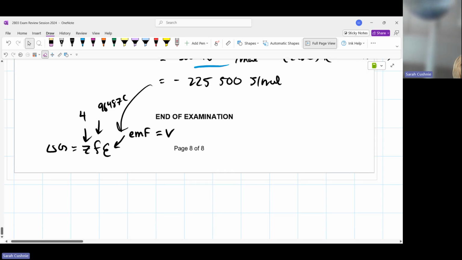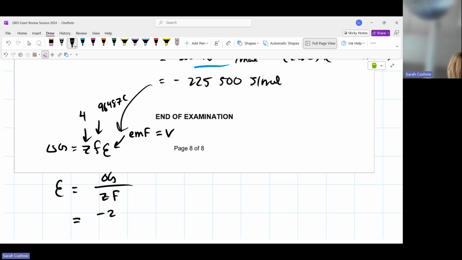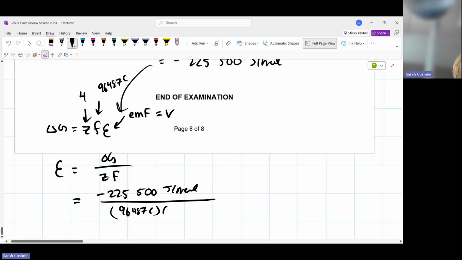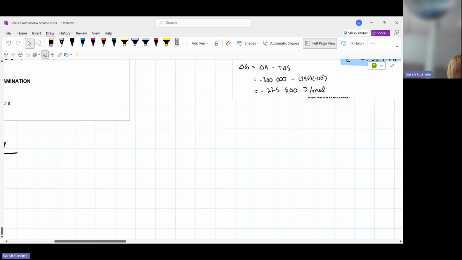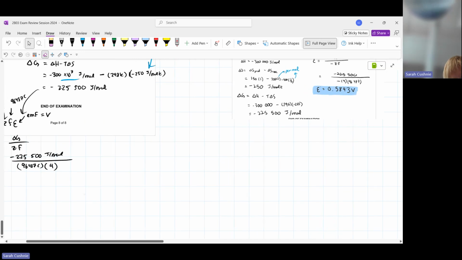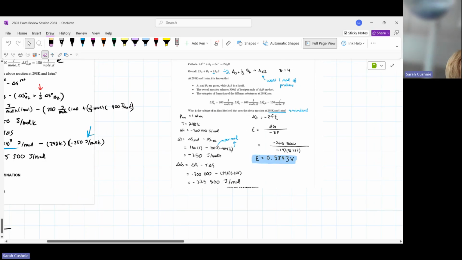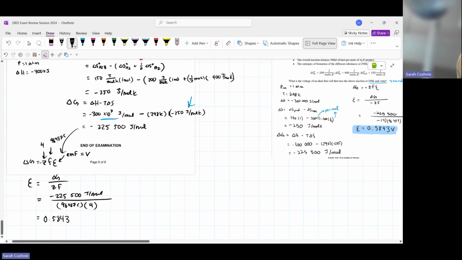So we can actually just use this equation and rearrange to solve. Epsilon is equal to delta G over ZF, and now it's just a simple plug and chug. 225,500 joules per mole, all divided by 96,487 C times 4. And if you calculate this, you would get a value of 0.5843. Where did the negative come from? Oh, I forgot a negative sign. There should be a negative there.